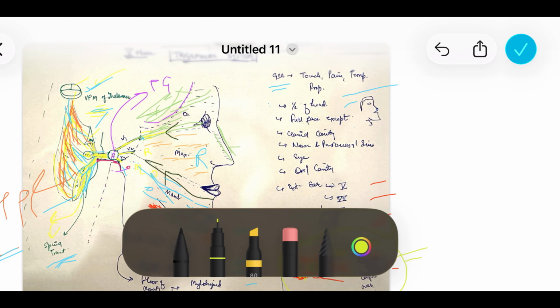Now you know how nerve fibers exit the cranial cavity and enter the central nervous system.